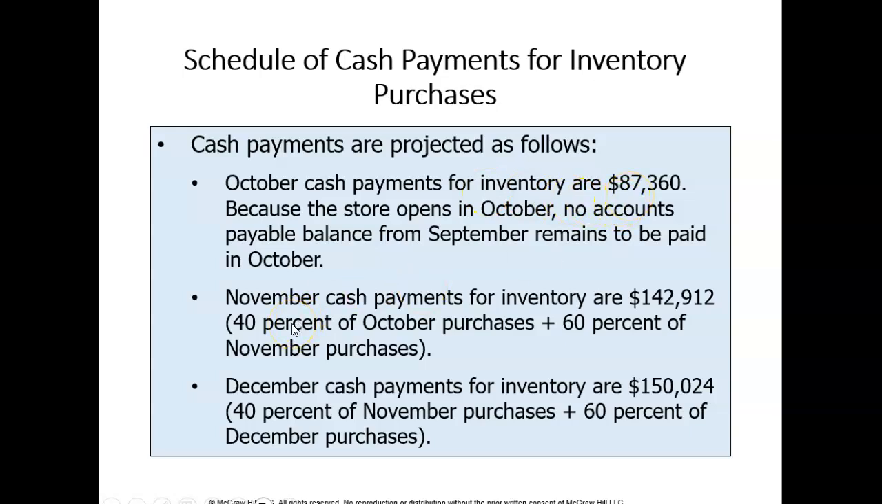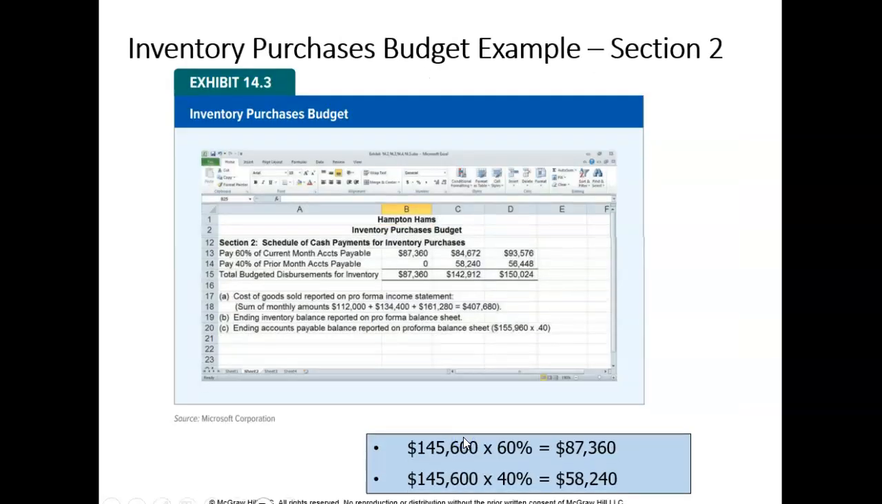But then in November, you're paying for the remaining 40% from your October purchase and 60% of your November purchases. Then in December, you're paying the remaining 40% from your November purchases and 60% of your December purchases. So the remaining 40% from December would be shown as accounts payable on our pro forma balance sheet.